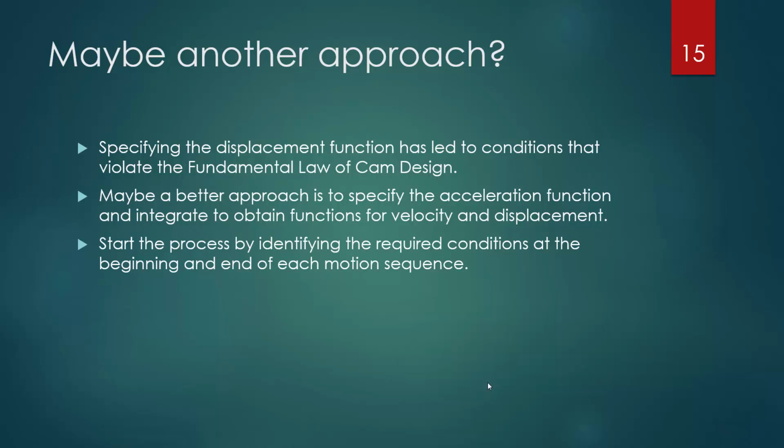So maybe there is another approach. If we specify the displacement function, which is what we've tried to do, this has led to conditions that violate the fundamental law of cam design. So in the next video, I'm going to look at a better approach where we specify the acceleration function, and then integrate it to obtain functions for velocity and displacement. We have to start the process by identifying the required conditions at each of these junctions, which we're going to refer to as boundary conditions. All right, so I'll pick this up in the next video.